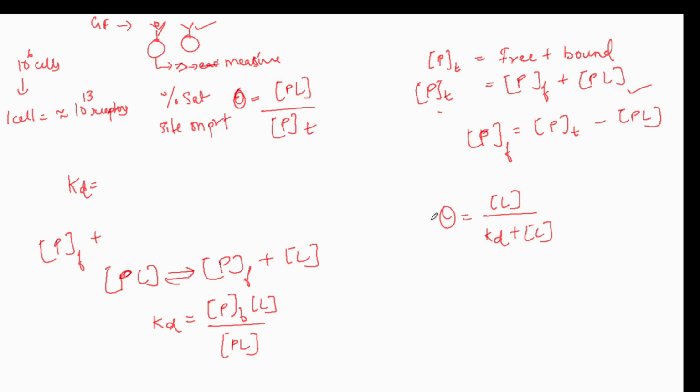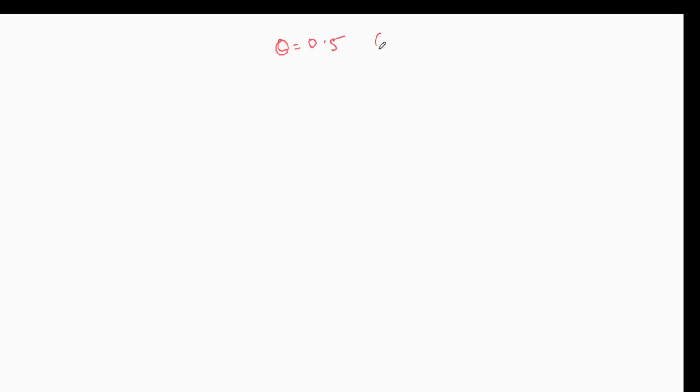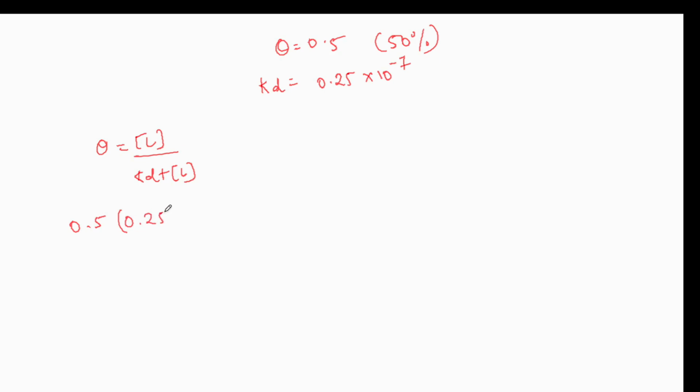So we already know Kd, and we already know theta. We need to find out the free ligand at equilibrium. Theta is 0.5, 50%. Kd is 0.25 into 10 to the power minus 7. So we'll put it in the formula. Theta is equal to L upon Kd plus L. So 0.5 equals L upon 0.25 into 10 to the power minus 7 plus L. So this will become plus 0.5 ligand is equal to ligand.